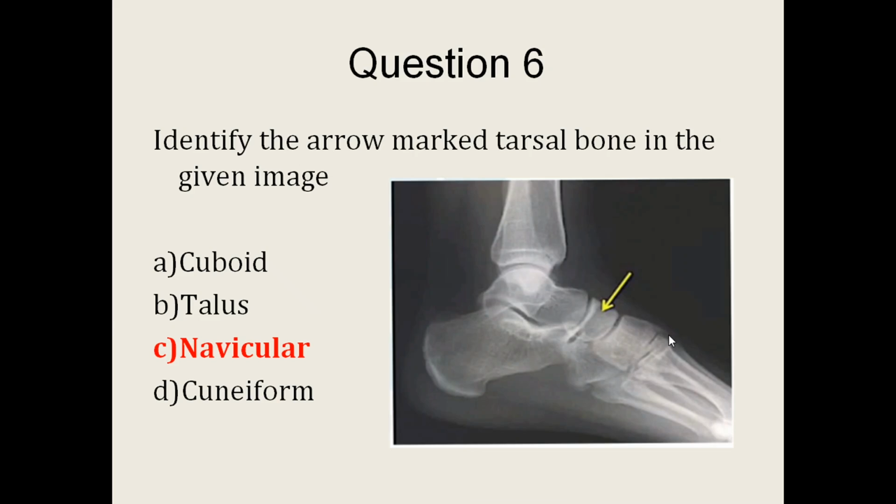What will be the answer? Answer will be navicular bone. See, this is the navicular bone, this is the talus bone, this is the calcaneus, and then you have the cuboid. On the medial side you have the cuneiform, and then you have the metatarsals, right? So the answer will be navicular.